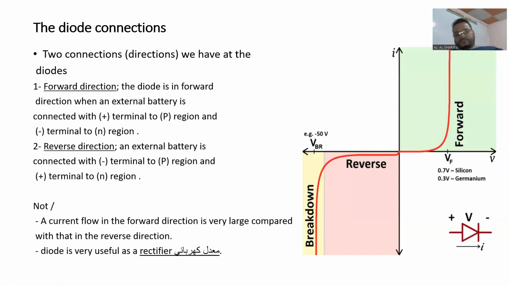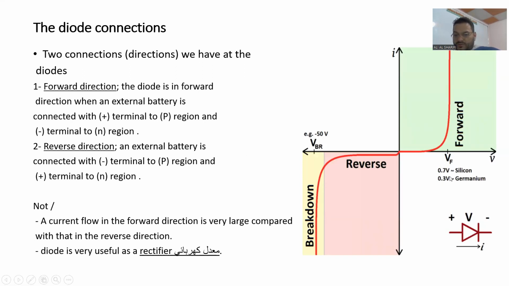Here in the connection, we have a diode with forward direction and reverse direction. In this experiment, we will focus on just the forward direction. For the diode in forward direction, when an external battery is connected, positive will be with P-type and negative will be with N-type; reverse is the opposite. Unlike charges will connect together. Current flow in the forward direction is very large compared with that in the reverse direction.